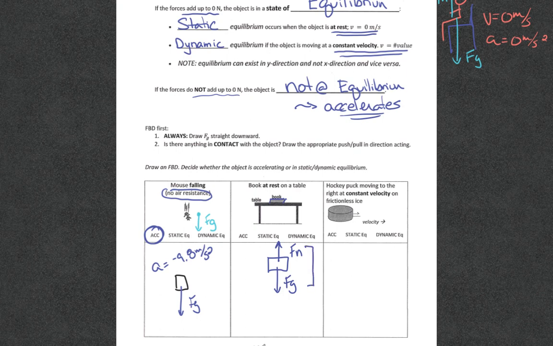Well, those two forces, you can deduce that they have to be equal and opposite because it's not falling through the table. So that would be an example of a static equilibrium. Your body sitting in a chair is probably at a static equilibrium.